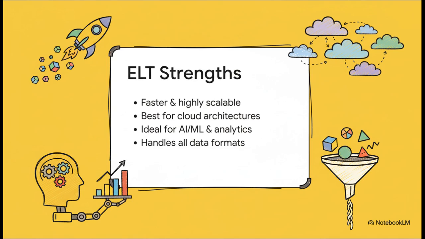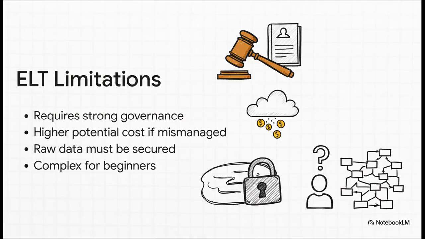By getting rid of that upfront bottleneck, the whole process becomes incredibly fast and it can scale to handle just mind-boggling amounts of data. This is a total game changer for AI and analytics because they thrive on having instant access to huge raw data sets. But all that power comes with some new responsibilities. I mean, you're loading raw, potentially sensitive data directly into your system, so your security and governance have to be absolutely top-notch. And yeah, if you're not careful with all that cloud power, the costs can definitely escalate quickly.